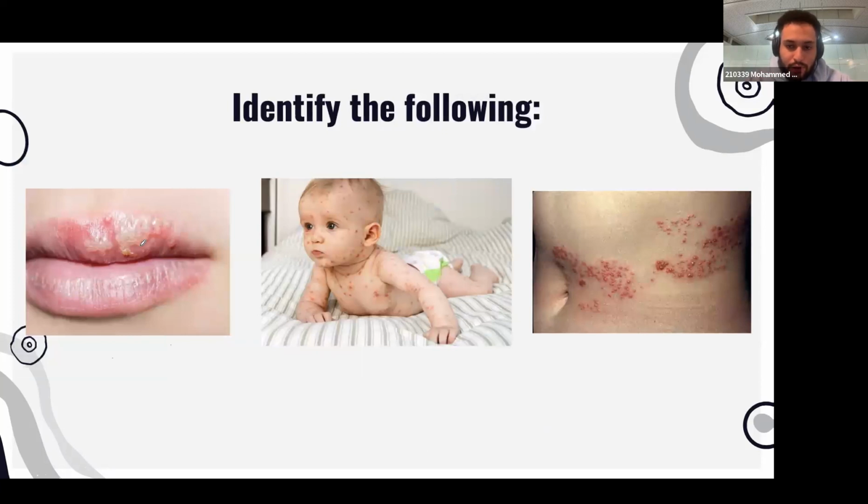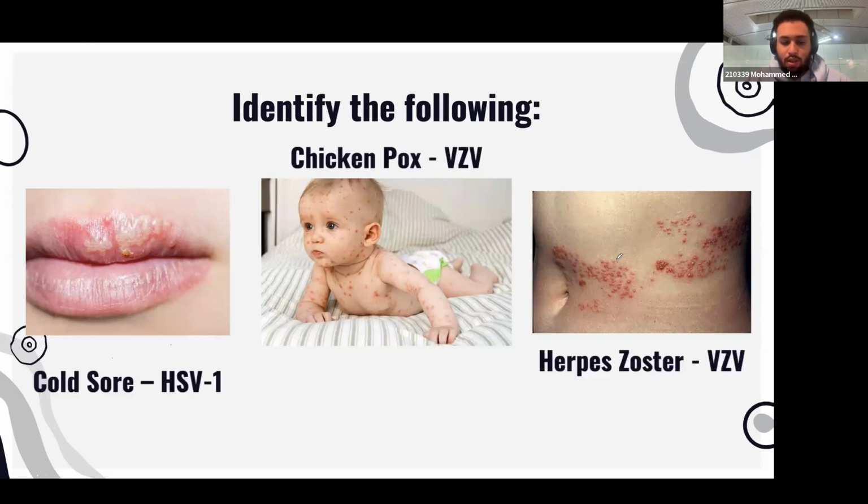What's the one all the way on the left? HSV, good. Moving on. What's the one in the middle? Varicella or chickenpox. The last one on the right? Zoster, good. HSV-1 usually causes the oral ulcer or cold sores. HSV-2 causes what? Genital, good. Chickenpox is caused by varicella zoster. It has a vaccine now. I saw that it was emphasized. That's a live attenuated vaccine.